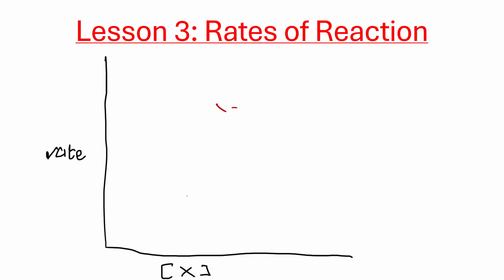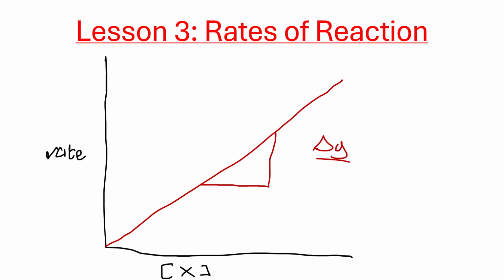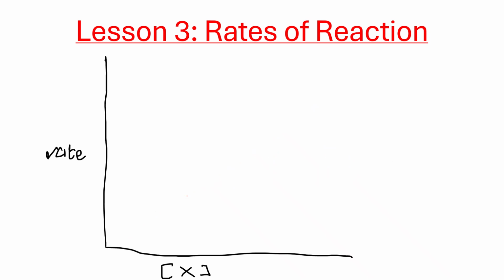For a first order reactant, the shape of the graph is a straight line through the origin. To determine k, it's the change in y over the change in x. Now, for a second order reactant, it's a bit harder. It's actually an x squared curve.